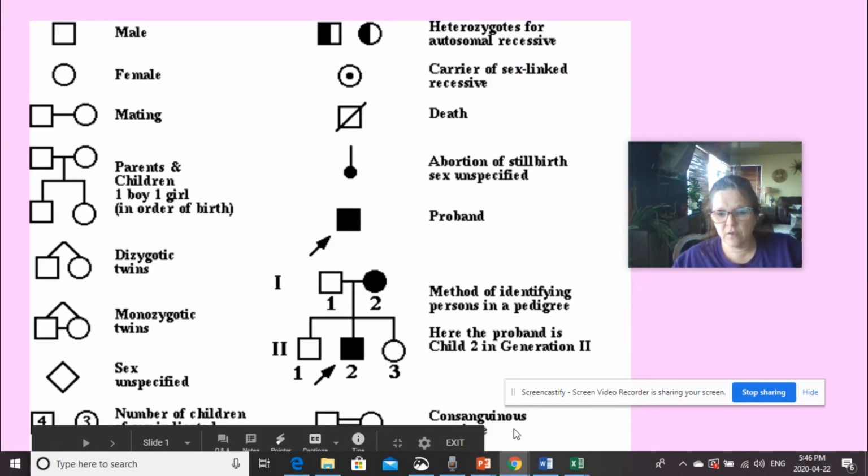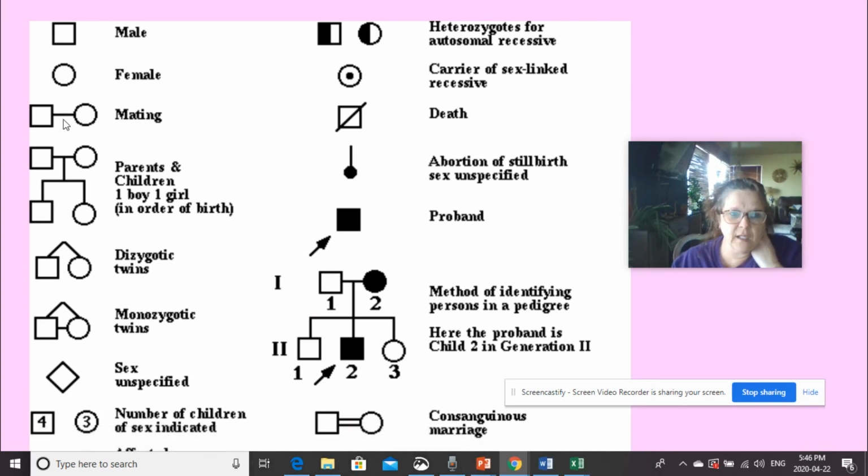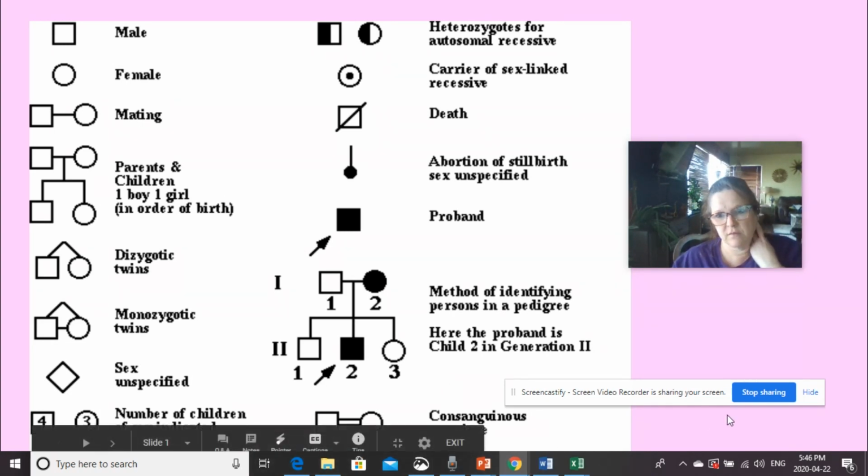This one here is a consanguineous marriage. You can't quite see that, and I don't know how to do this, but that's just showing 2 people with a mating line, but they have an extra line. Oh, there it is. So that indicates that they're closely related people, possibly cousins or something like that.